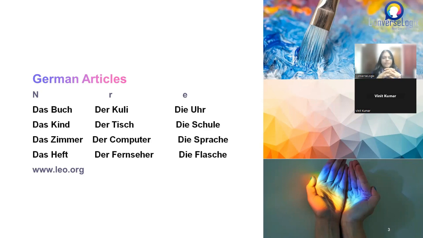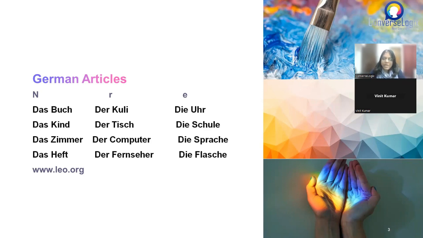Second thing is, you must have noticed how I have written these words, after every article, I'm putting the word with a capital letter. That is another rule we have to learn when we are learning German, that the word after the article should always be a capital. Das Buch, B capital, das Kind, K capital, das Zimmer, Z capital, das Heft, H capital.